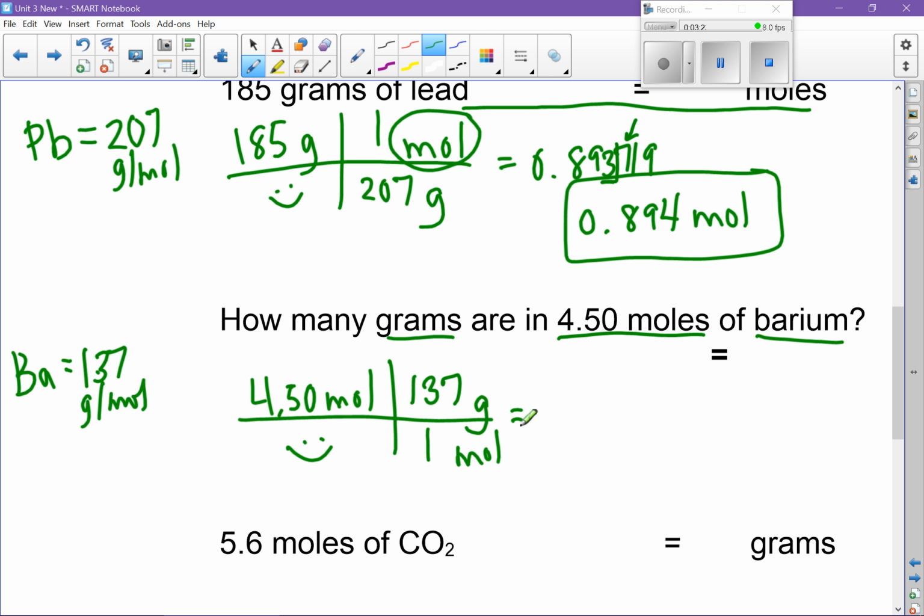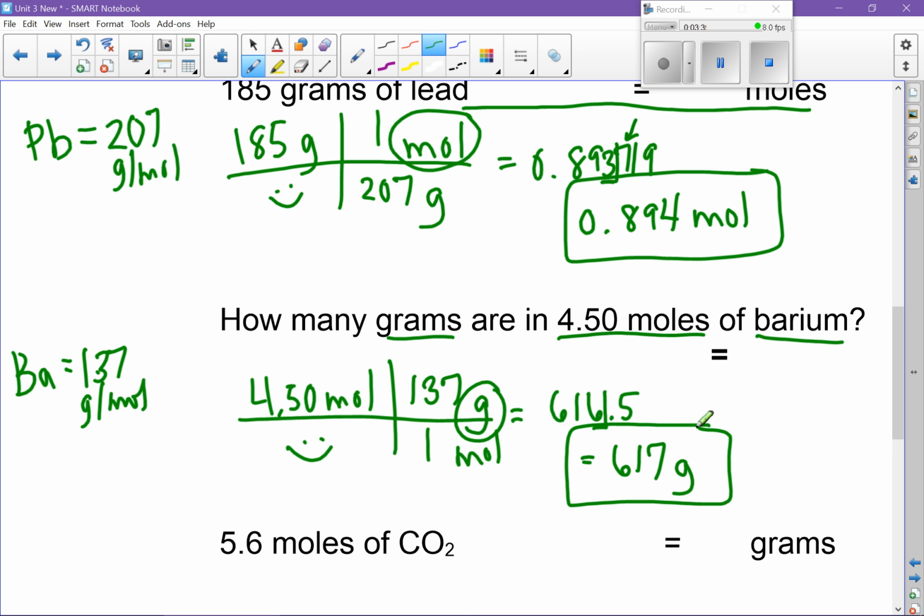Then we just multiply and divide in our calculator. Remember, times on the top, divide down. It says 616.5. If I round that to the ones place, it becomes 617, and we were looking for grams, so that's what goes on our answer.